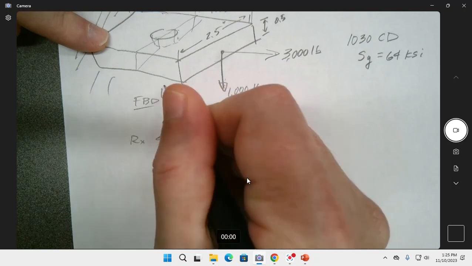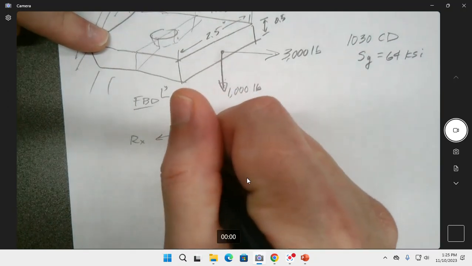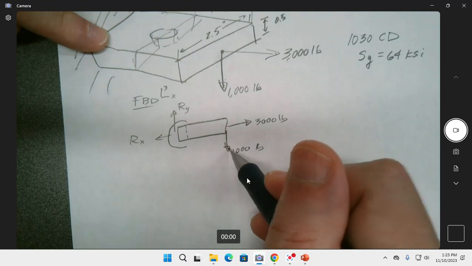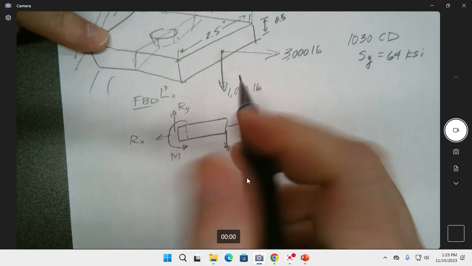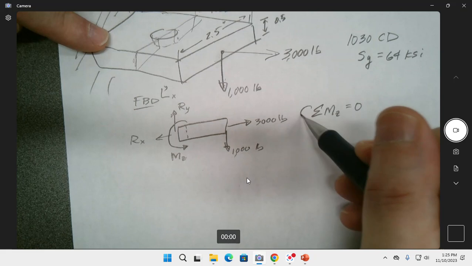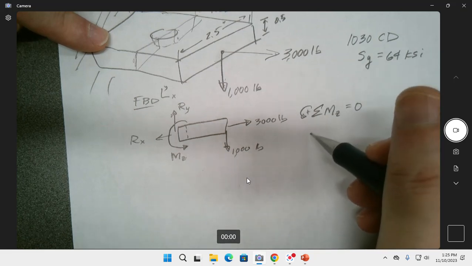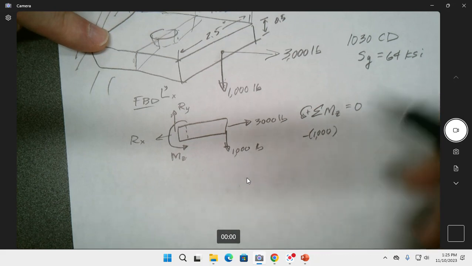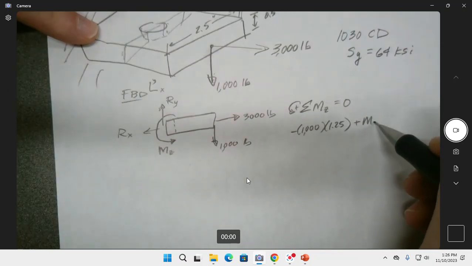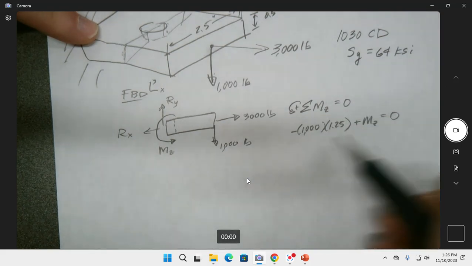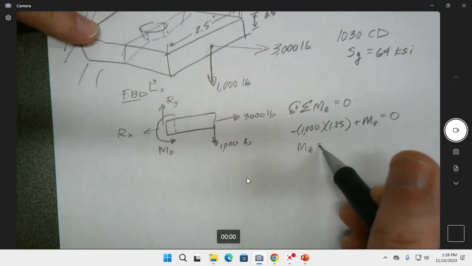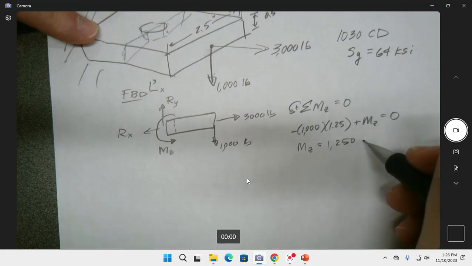So this is R x and R y. But then we also have a moment here, and it's right at that section. It's inside, and that's going clockwise, so this must be going counterclockwise. So there's your moment about the z-axis. Sum of the moments about the z-axis equals 0. Boom. And so we have negative 1,000 times 1.25 plus the reaction equals 0. I wish people teaching statics would do it this way, but they do what they want to do, which I guess is their prerogative. 1,250, I think, inch pounds.